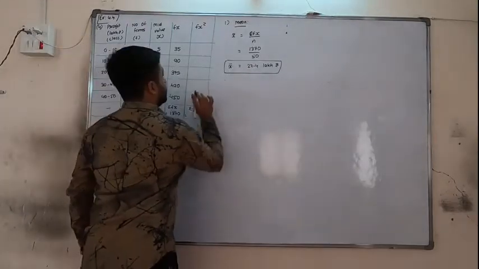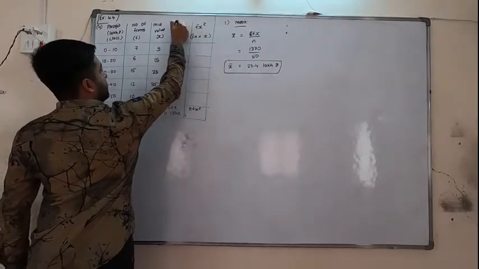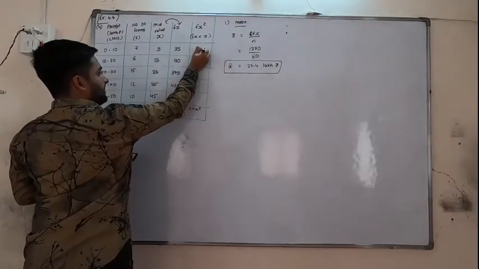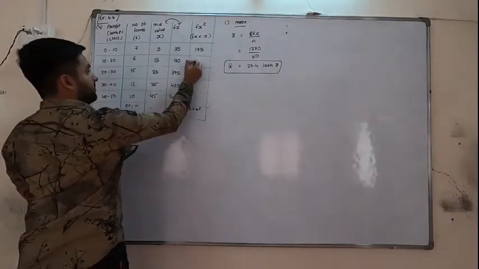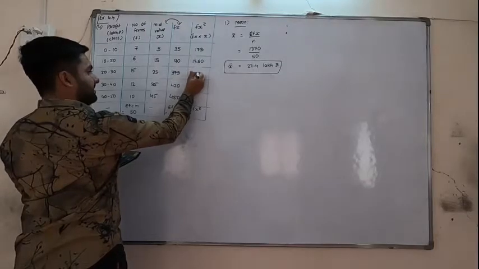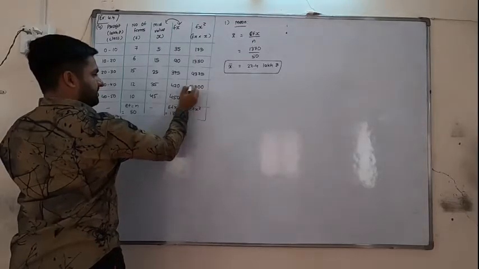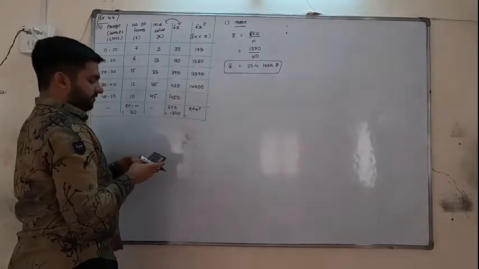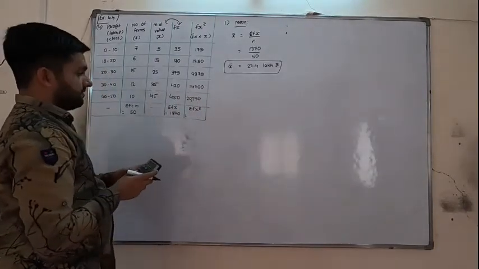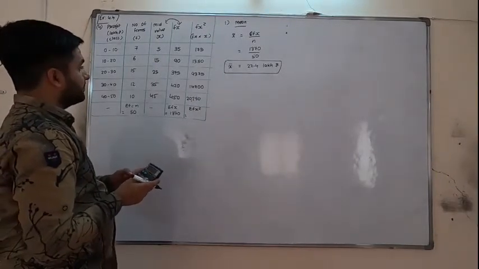Yes. Okay. Now fx square. Fx square, how can we find? Fx multiply x. So fx multiply x, both are near only. 35 into 5, 175. 15 into 90, 1350. 375 into 25, 9375. 35 into 420, 14700. 45 into 450, 20250.